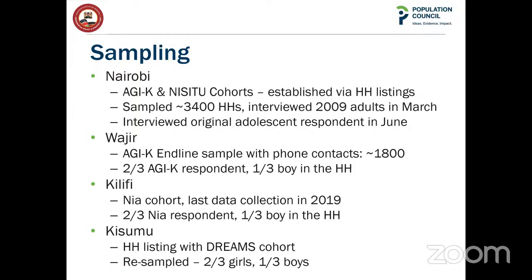So just a word of caution is that because we are reaching respondents by phone, there is a bias in the data that we're collecting. Not everyone has a phone, and it's likely that those in the poorer quintiles are less likely to have phones. So there might be bias in the data we're presenting. And also we carried out the surveys across the different study sites at different times. So in Nairobi, we completed the data collection in June, in Wajir in July, and then lastly, both in Kilifi and Kisumu in August.